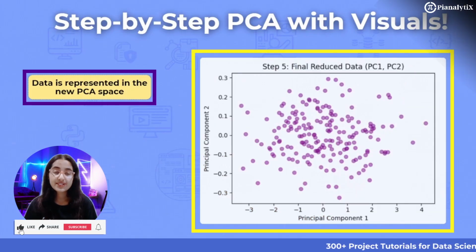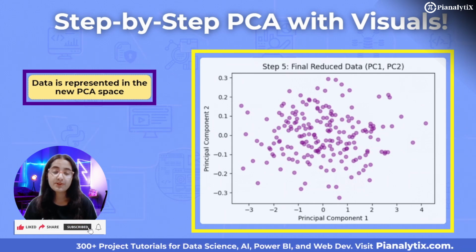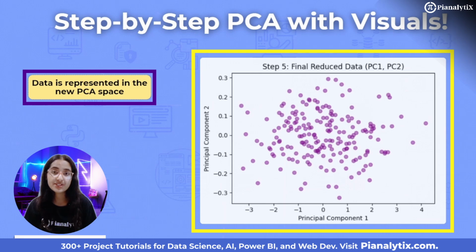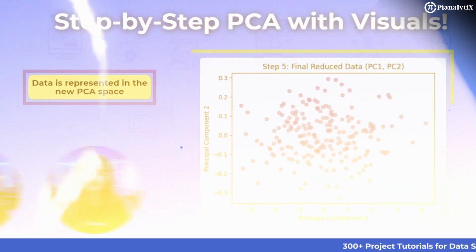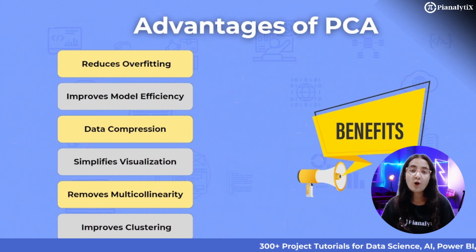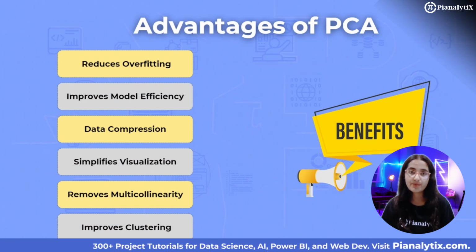Finally, the data is represented in the new PCA space using PC1 and PC2. In this example, we are still working in 2D, but PCA helps reduce the dimensionality when there are many features in a dataset. It transforms the data into a lower dimensional space while preserving the most important information. Now, let's see why PCA is such a popular dimensionality reduction technique.